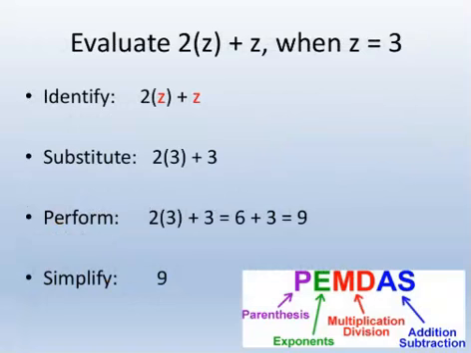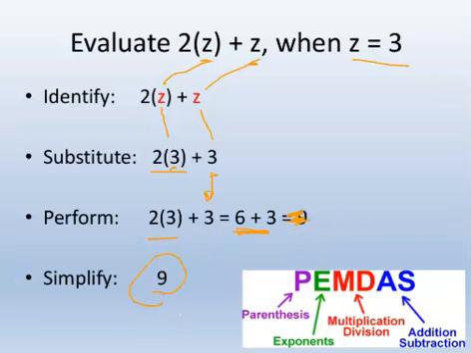So let's take a look at some examples. I have: evaluate 2z plus z when z equals 3. I notice here that I have 2 z's, so I'm going to have 2 3's. Just going to literally put my 3's right in where they belong. See how that works? And now I'm just going to simplify. Well, I know what 2 times 3 is, 6, and I'm just going to bring the 3 down. Then I have 6 plus 3, 9, and there's my performing, and there's my simplifying.